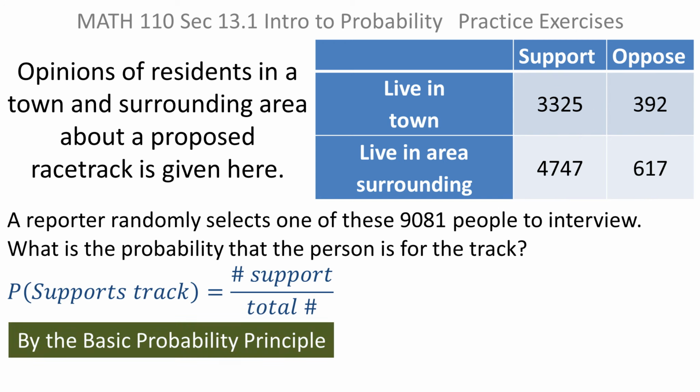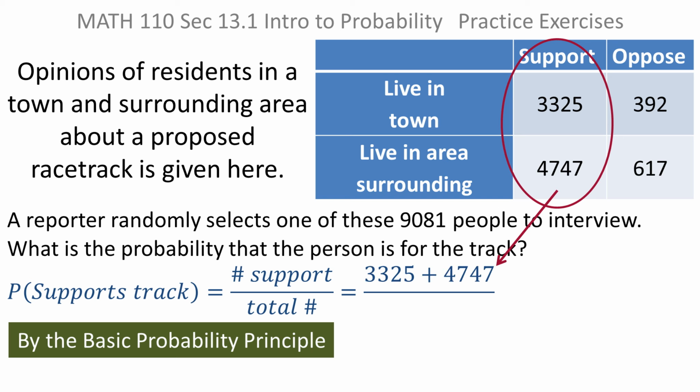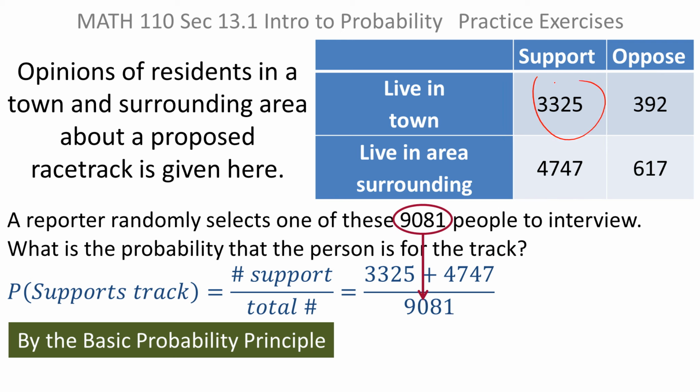The basic probability principle says that the probability that the person randomly selected supports the track is just the total number of people supporting the track divided by the total number in the entire group. Well, we know that the column headed support tells us the number of people that support it, so all we have to do is add 3,325 and 4,747. The total number of people whose opinions were requested is the sum of these four numbers, but you really don't have to add them because they told you that it was 9,081.